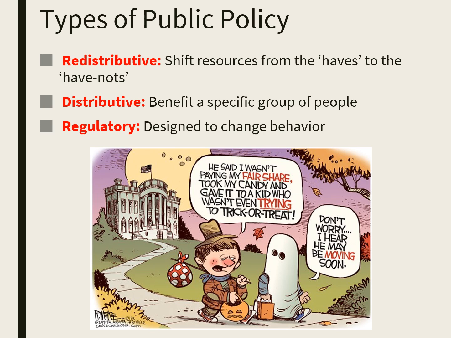So these are the three different types and ways that public policy can be enacted. And again, usually one of these three is taking place in any given policy that's out there, providing a benefit to the public.